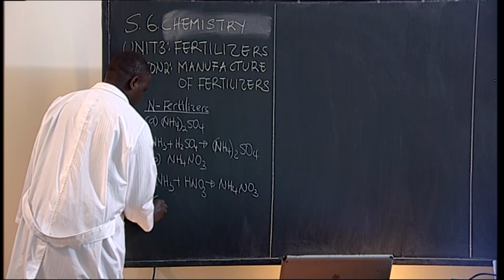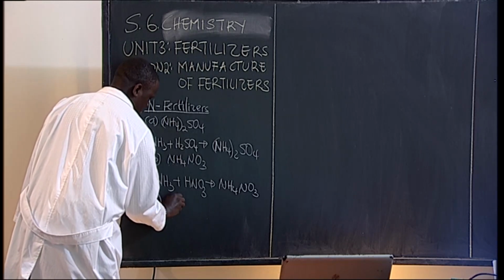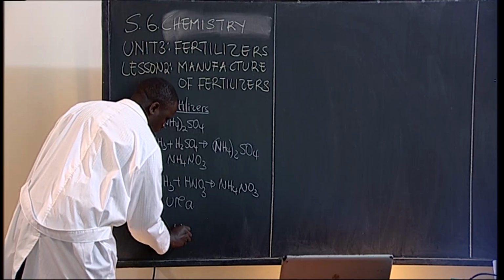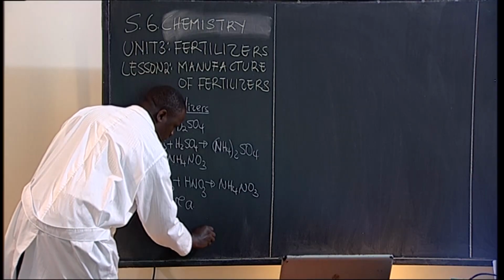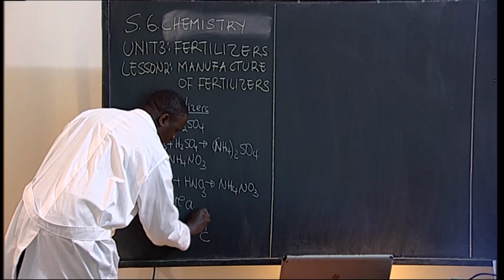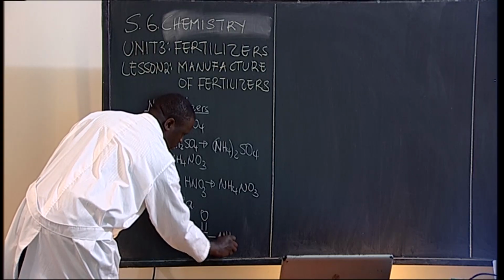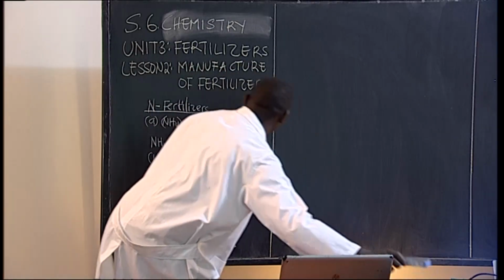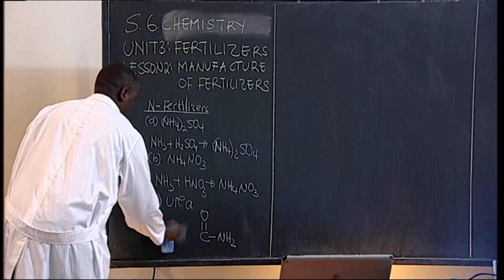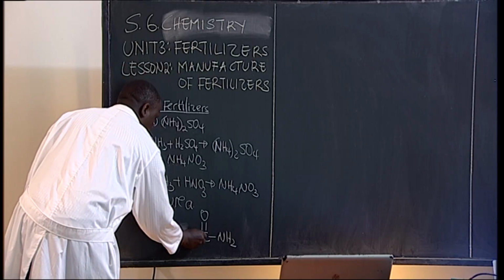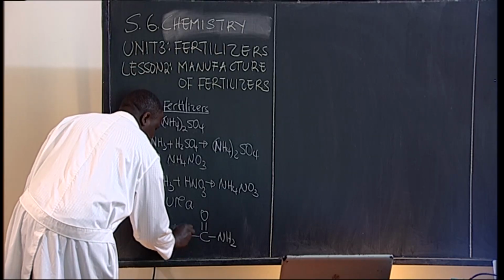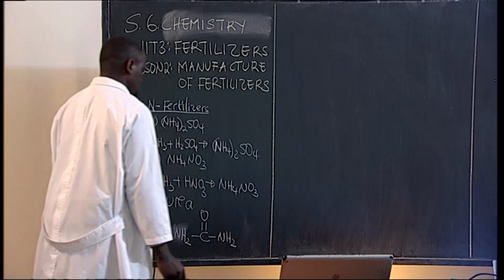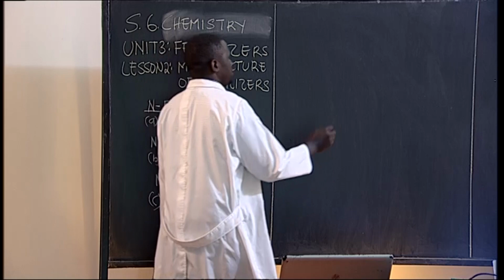Another nitrogenous fertilizer which is very common is urea. If you look at urea, it looks more of an organic compound. So we have this NH2. Someone may ask you to give the organic name for urea. Maybe you can call it aminomethanamide.